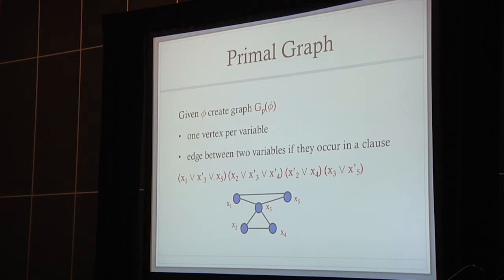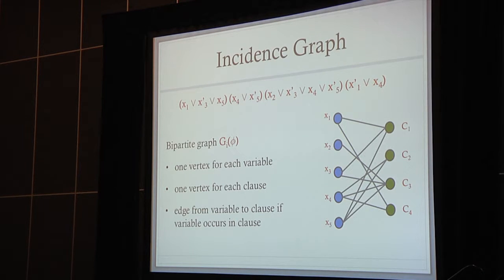Now let me define a different way of creating a graph. It is called the incidence graph of a formula, where it's a bipartite graph. You have one vertex per variable on one side and one vertex per clause on the other side, and you put an edge between a variable and a clause if that clause contains that variable, either in the positive form or the negative form. So are the graphs clear? Easy enough.